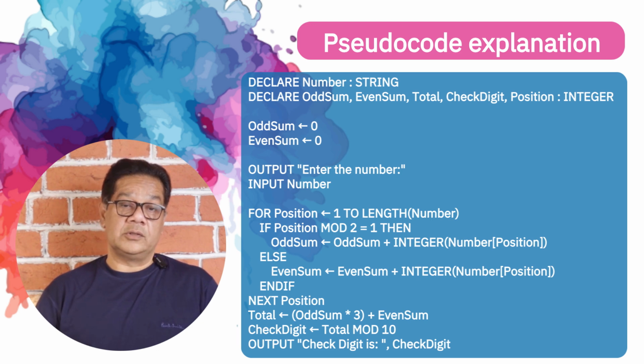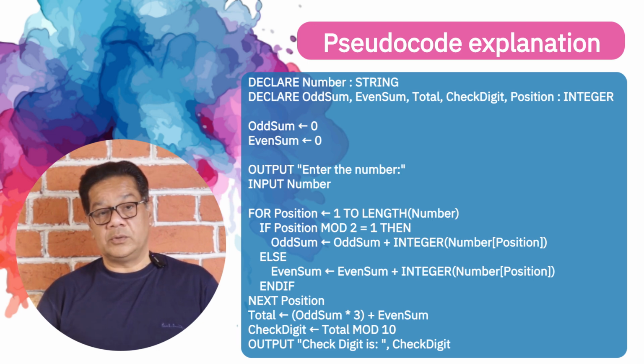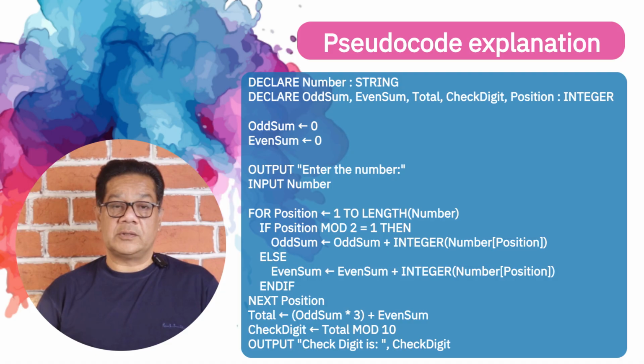Once the loop finishes, the program calculates the total. The sum of digits in odd positions is multiplied by 3, and then the even position sum is added. Next, the check digit is calculated by finding the remainder when the total is divided by 10. Finally, the program displays the check digit. This is how a check digit can be calculated using odd and even position sums.